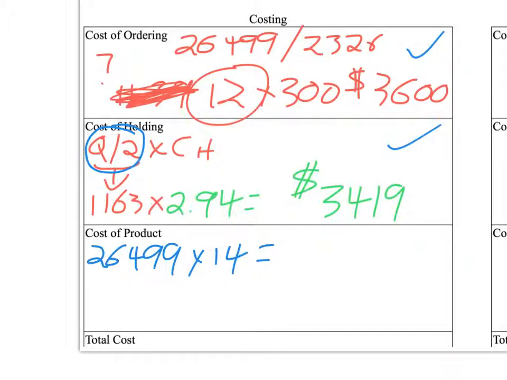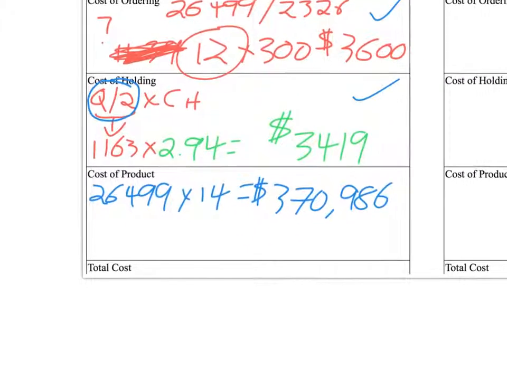So that quick math means that our product is going to cost us $370,986. Okay? So we're going to add all those up. 370,986 plus our cost of ordering, which is 3,600, plus our cost of holding, which is 3,419. These are pretty small.